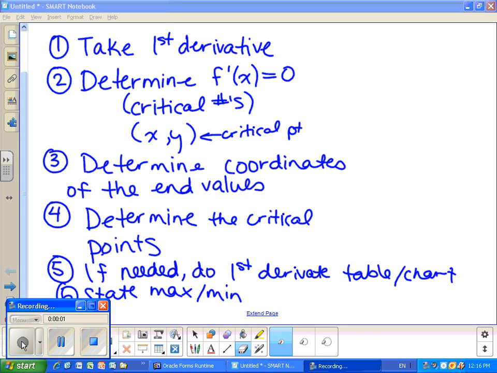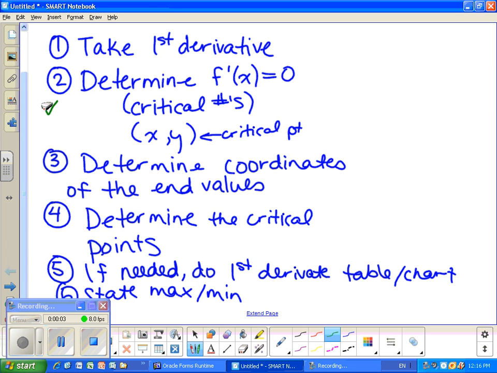Done step 2, right here, the values that you get from setting it equal to 0, right? We would get like x equals 1 and x equals 5. Those two values, or however many values, are your critical numbers. If you take that number and substitute it into your original equation, f of x, that will get you your y value. So your entire coordinate is your critical point. Your critical number is just the x value. Your critical point is the entire coordinate.